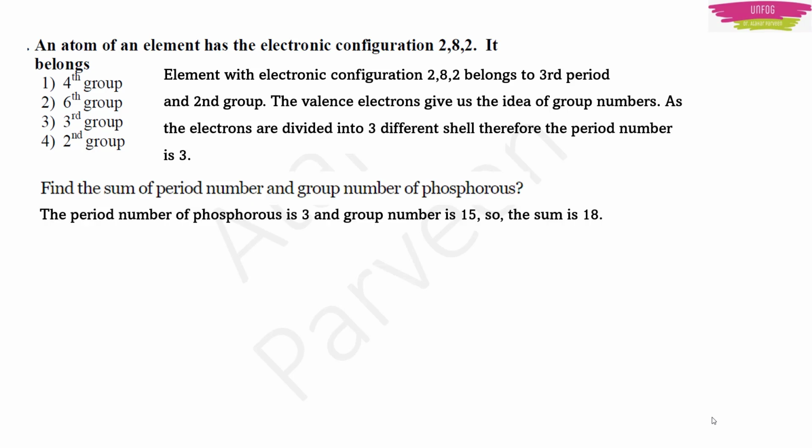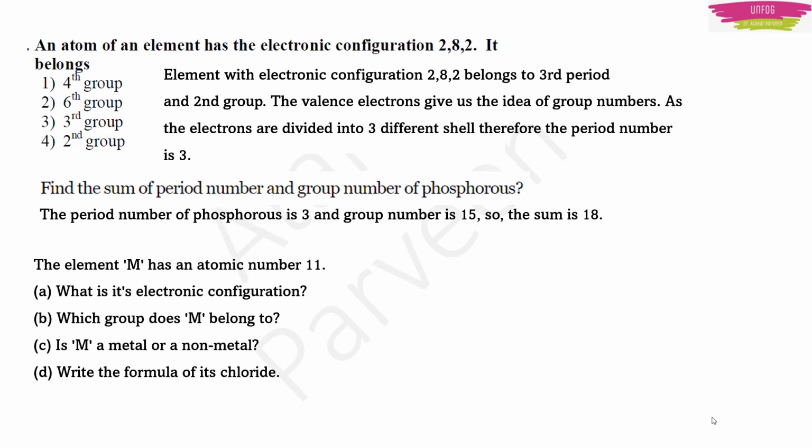Okay. Or they may ask a question like this. Find the sum of period number and group number for phosphorus. For phosphorus, the group number is 15. The period number is 3. They are asking the sum, right? So, you add 3 and 15. The sum will be 18.